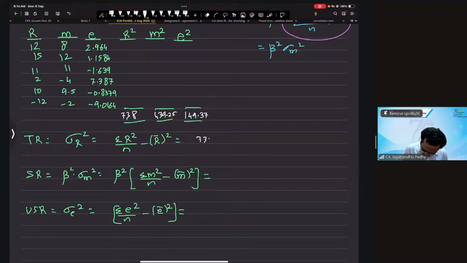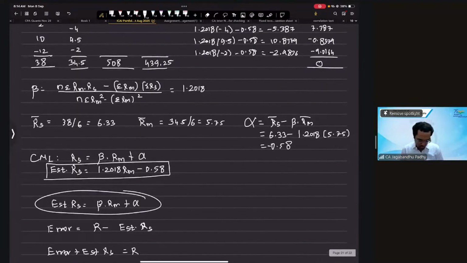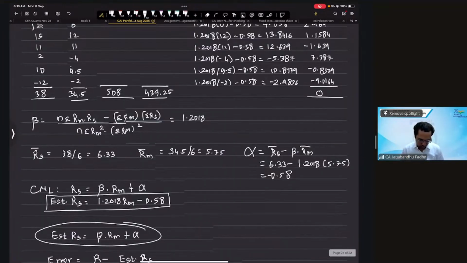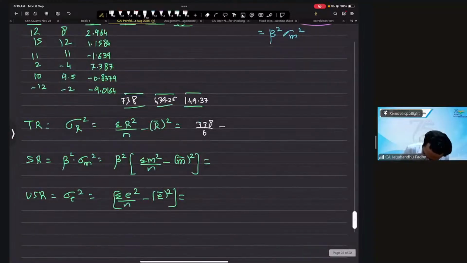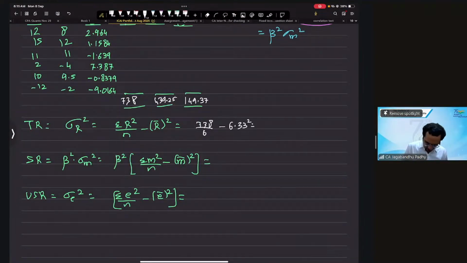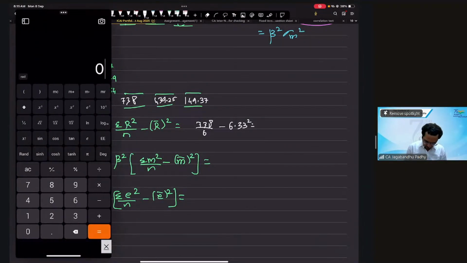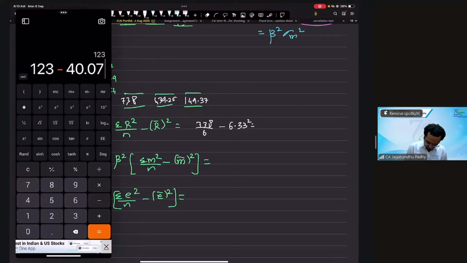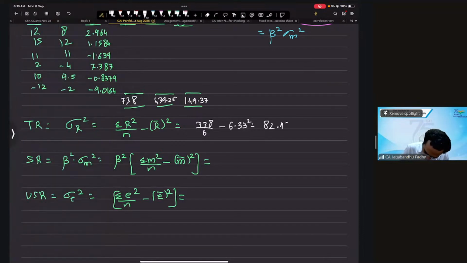It should be 738 upon 6 minus average return of R square, which was what? 6.33 square, that's 40.07. Then 738 divided by 6 minus 40.07, that's 82.93. So total risk is 82.93. Then how much is the systematic risk number?